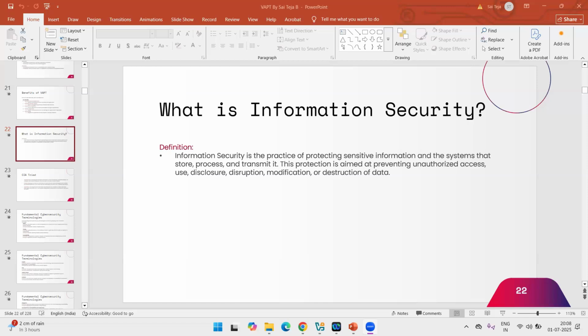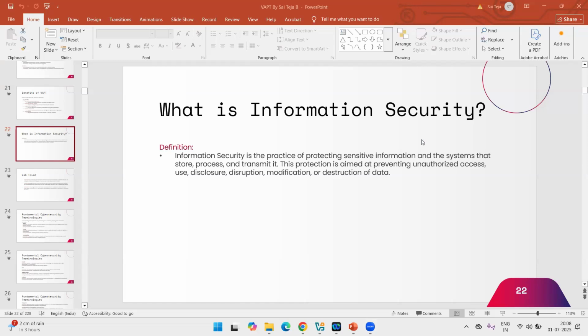Cool. So, yeah, guys, today we'll start with understanding the first fundamental terminologies, right? I'm sharing my screen. I hope you guys can also see my screen, right? Yes, sir. Okay, cool.